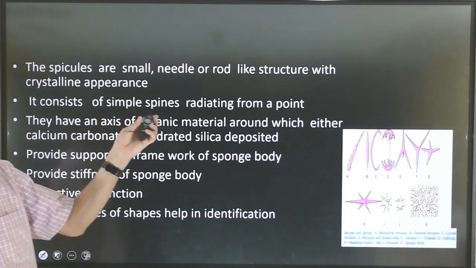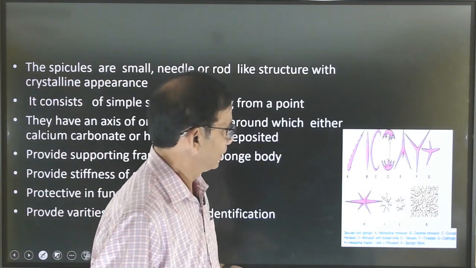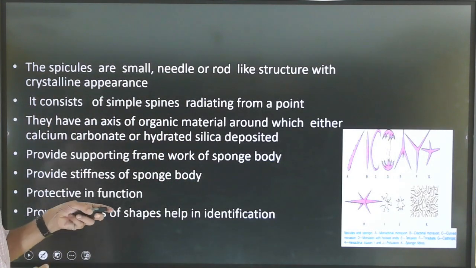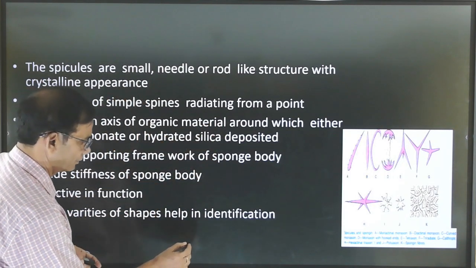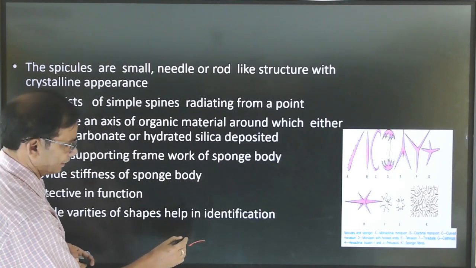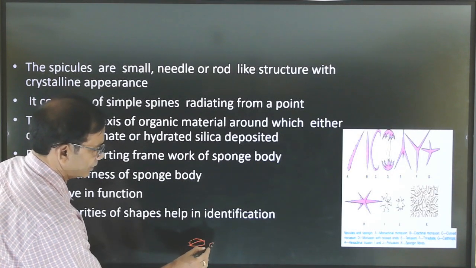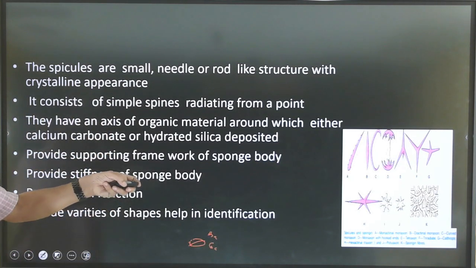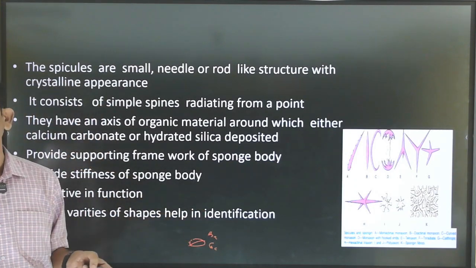Spicules are small needle or rod-like structures with a crystalline appearance. With crystalline appearance, that means they look glassy. It consists of a simple spine originating from a point. So this is the point, this is the simple spine, and this is an axis on which deposition of calcium carbonate or hydrated silica occurs to make the spicules.